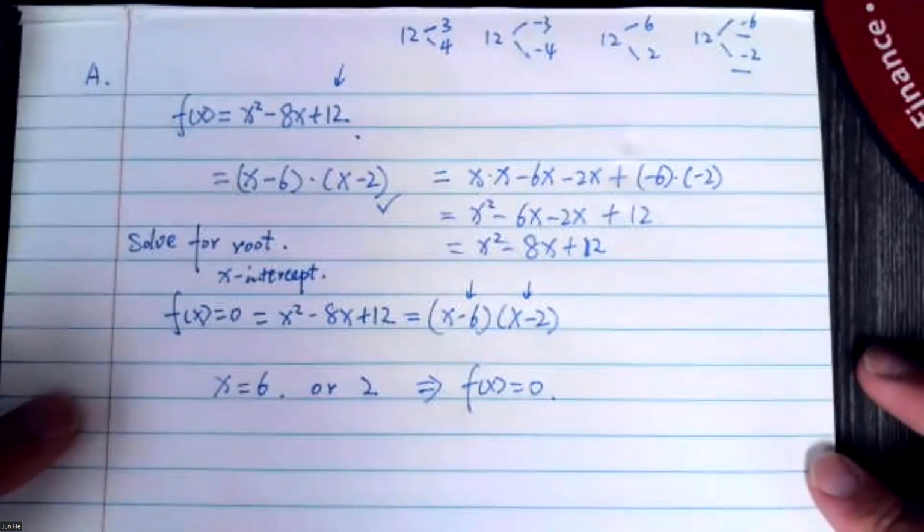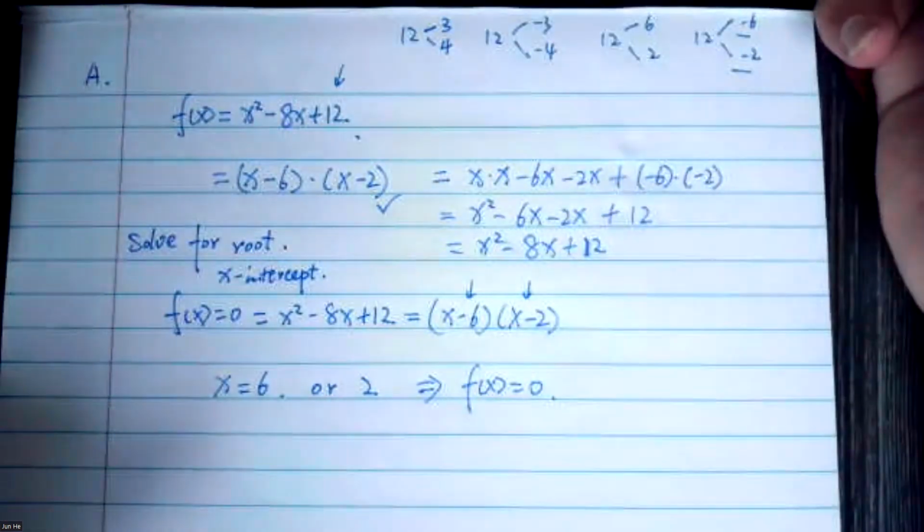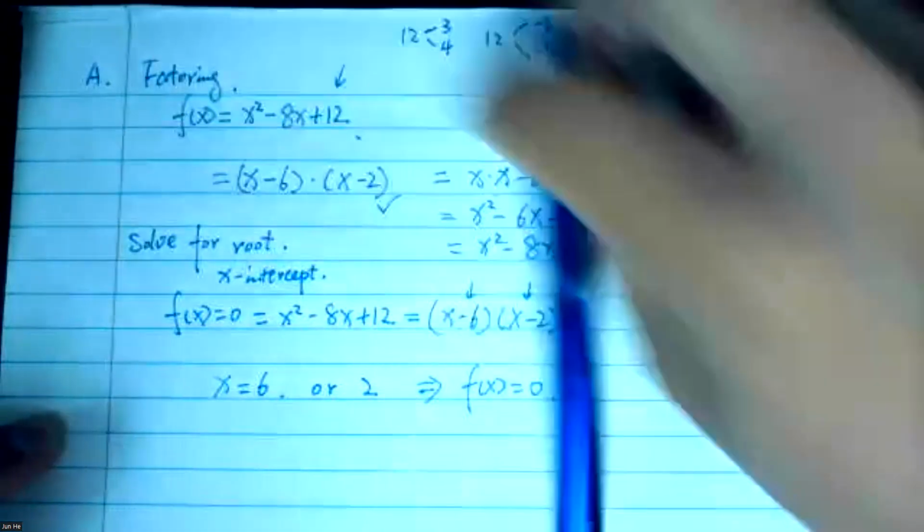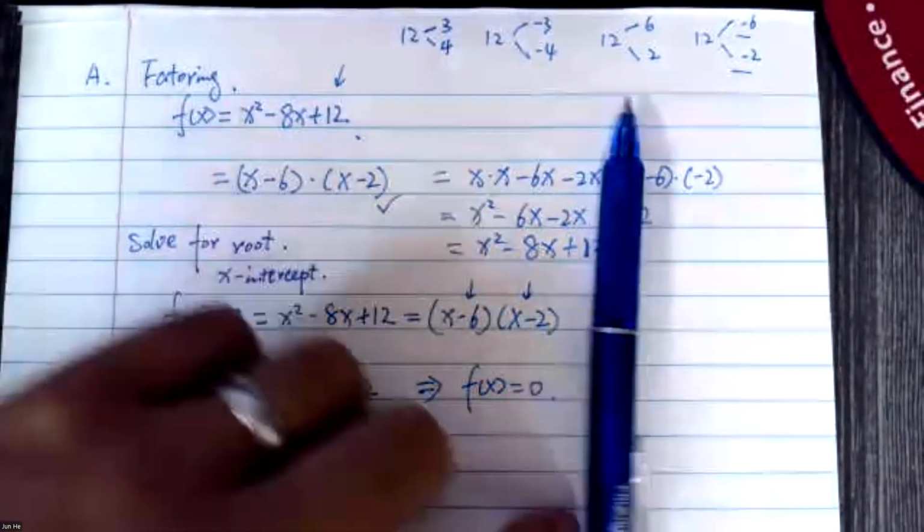So this is how we solve the quadratic function by factoring or by FOILing, whichever you prefer to call it.